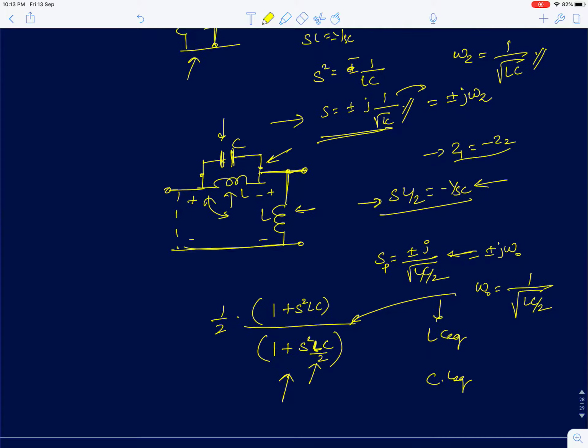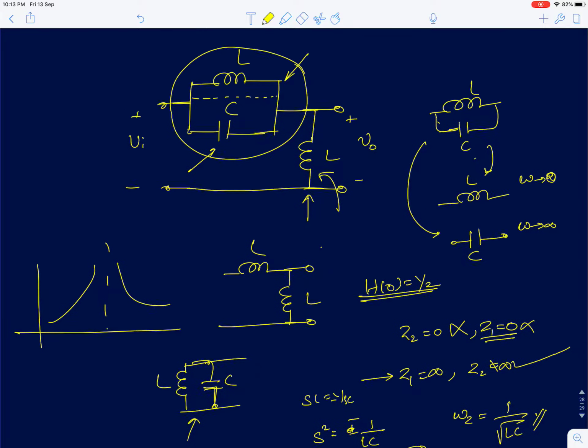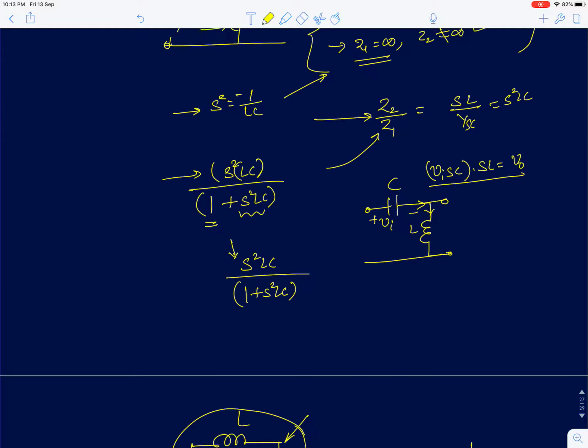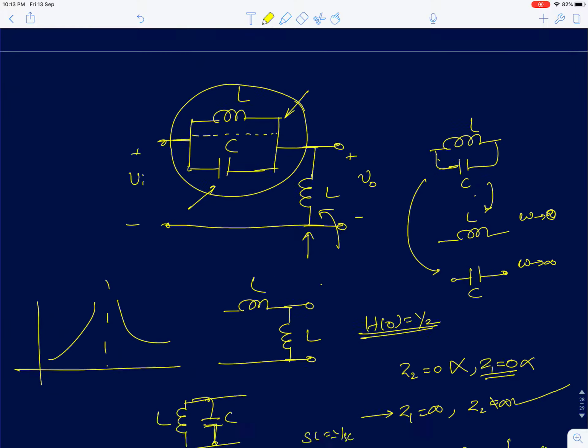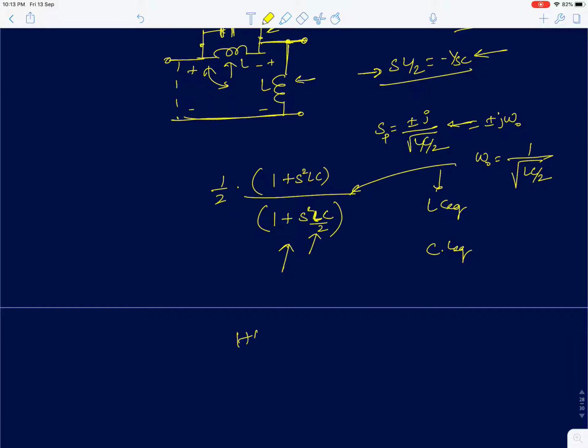Then you can simply substitute this in the general expression that we have, which I showed at the beginning of the lecture. I will just write it here. So the general expression is h of 0 into 1 plus s square by omega z square, by 1 plus s by omega naught the whole square. Okay, you can simply substitute it in this equation.